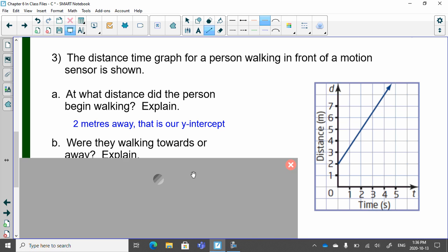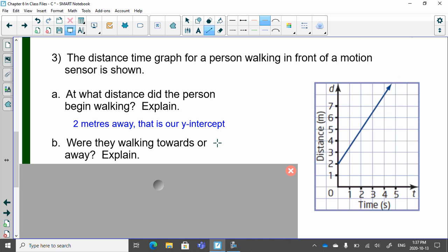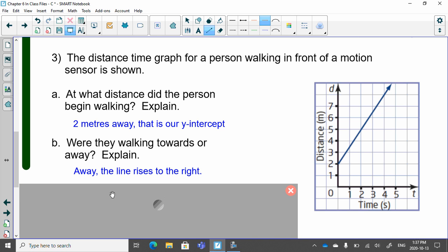Next question, were they walking towards or away? This line goes up to the right. It means our distance is getting farther away, so we're walking away because the line goes up to the right.